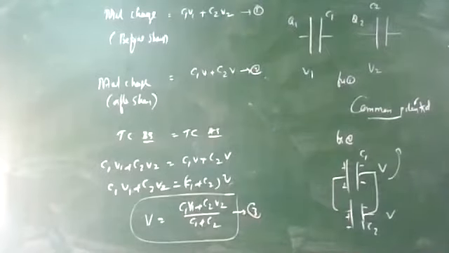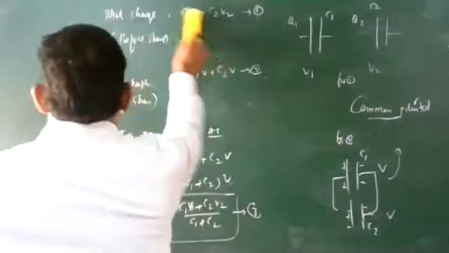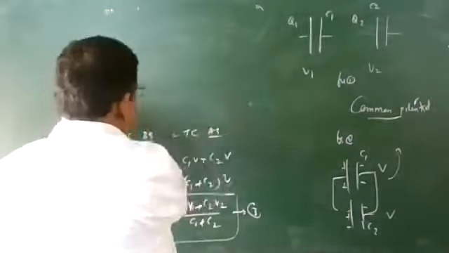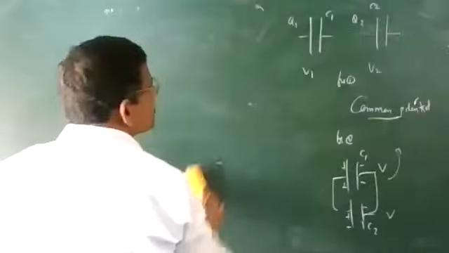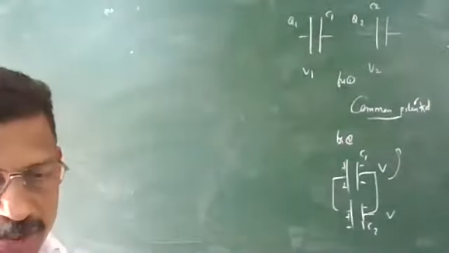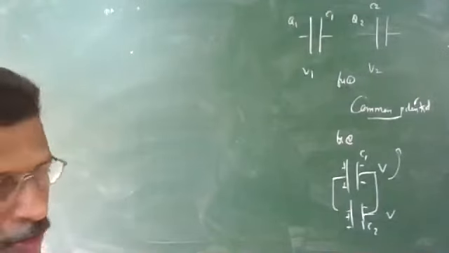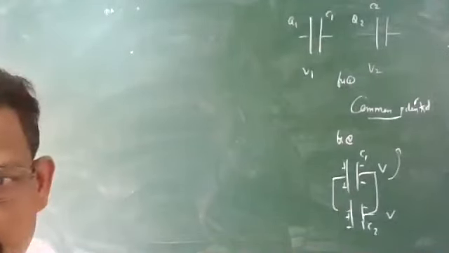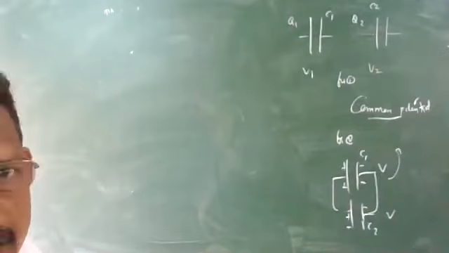Tell me, what is the equation for common potential? V equals C1 V1 plus C2 V2 upon C1 plus C2. Very important one. They are sharing the charge. So there is no change in the charge. Charge is not lost anywhere. There is no wastage of charge, but there is an energy loss.